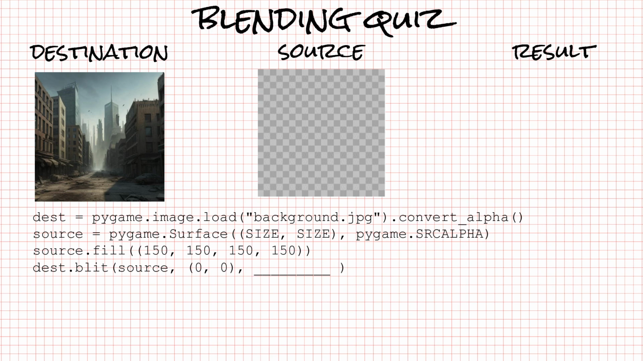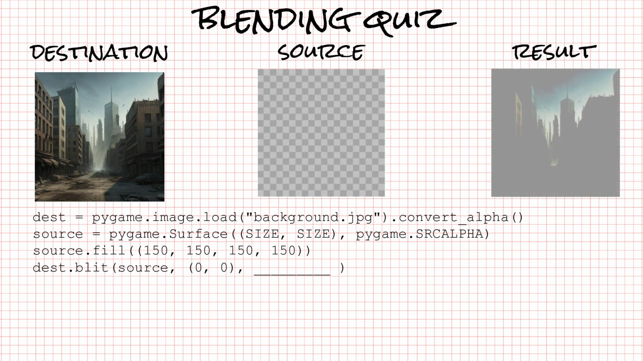On the right, we have the result, in which there is a gray tinge over the entire image, but concentrated primarily over the darker areas, the buildings in front. In the back, we can see the slightly lighter sky. Now we're combining these again with dest.blit source 0, 0, blank. What goes in the blank?